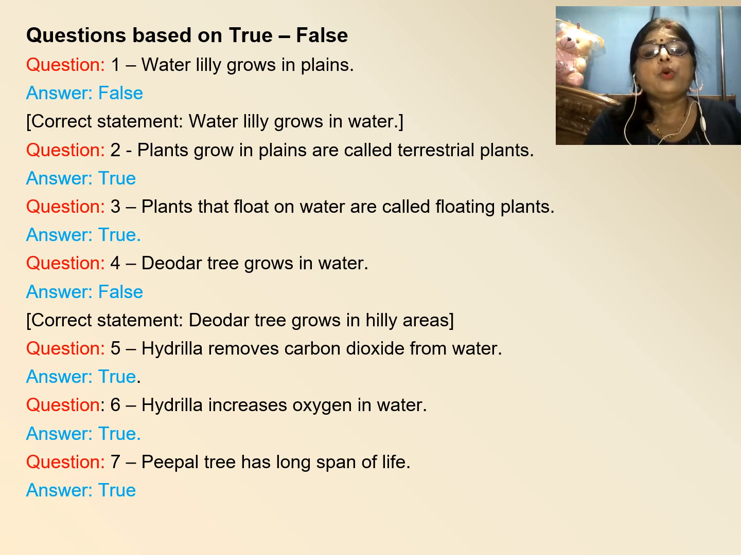Water lily grows in plain. This is false because water lily grows in water. Plants that grow in plains are called terrestrial plants. Yes, those plants which grow in plains or hilly areas or desert areas, they all are in the category of terrestrial plants. Plants that float on water are called floating plants. Yes, it is true. Deodar tree grows in water. No, this is a false statement because deodar is an example of hilly area plants.